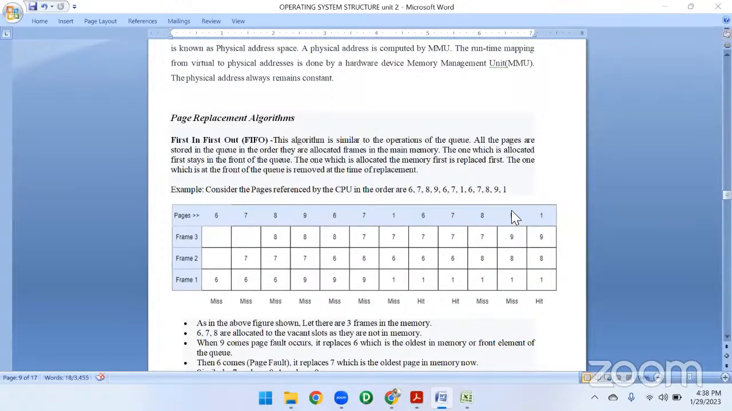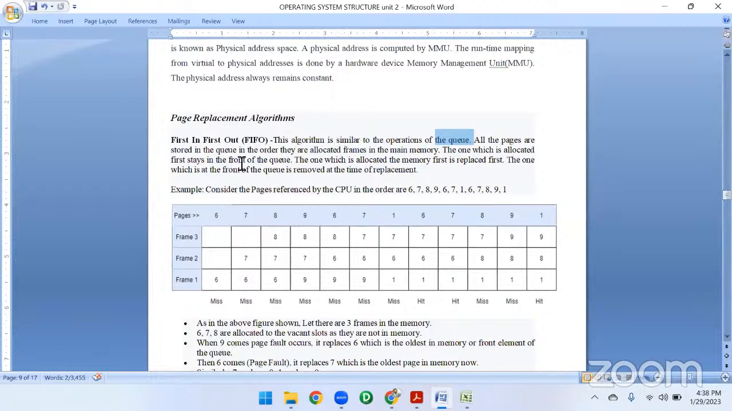Okay, right. So the first one is page replacement. In the page replacement algorithms, the first one is the first in first out algorithm. This algorithm is similar to the operations of a queue. You already know what a queue is, right? A queue is a first in first out process. Technically, it is like a ticket counter: whoever gets into the line first goes out first. So the first in first out replacement algorithm also uses the queue concept.